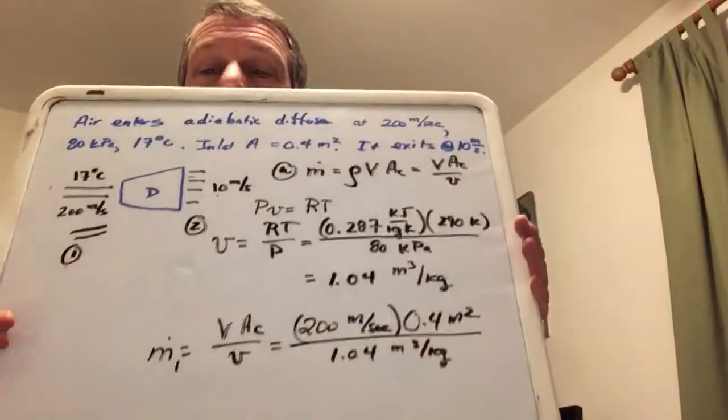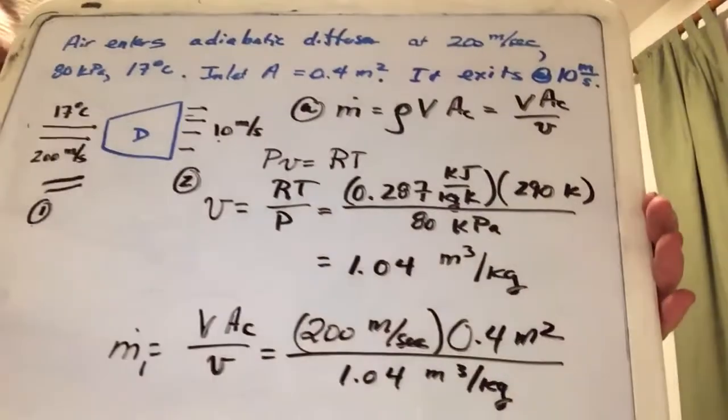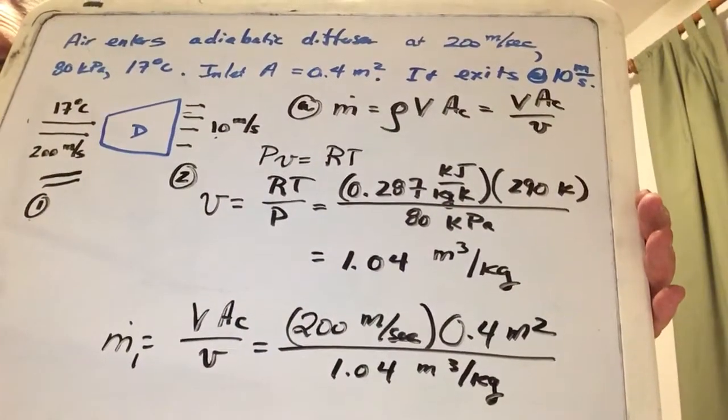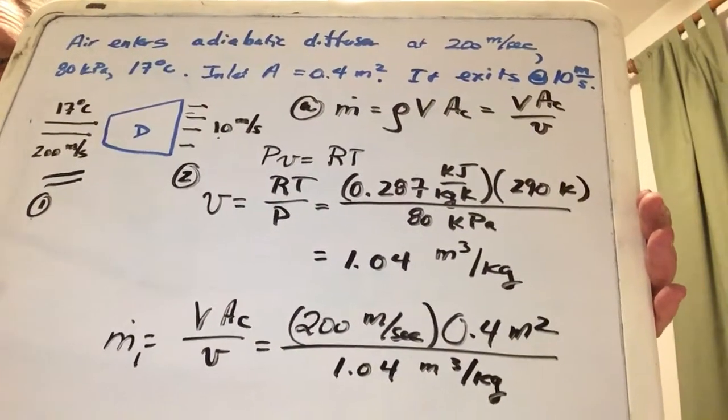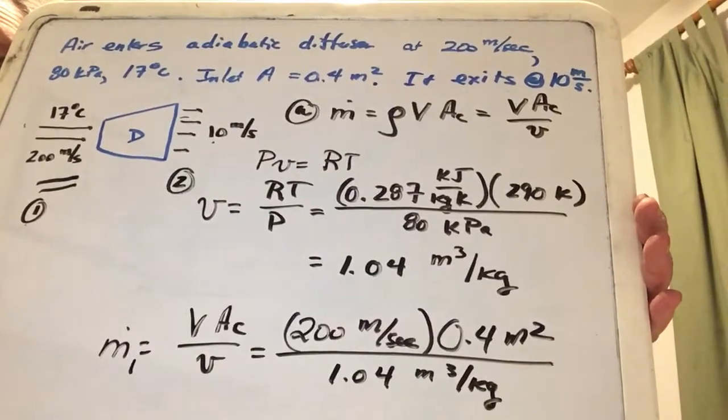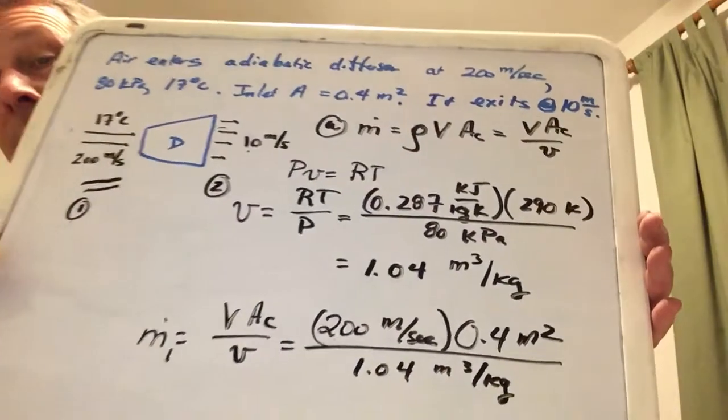So if you're working it, those are all the numbers filled into the formula. And if we crank through it, hopefully you can see that we're going to end up with kilograms per second. And we'll see what we get numerically.